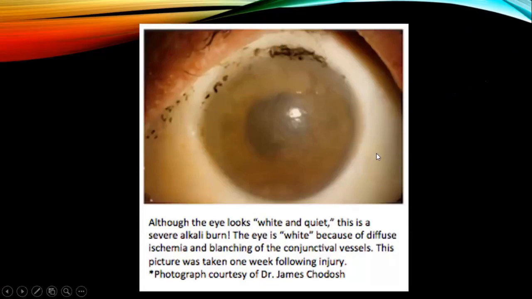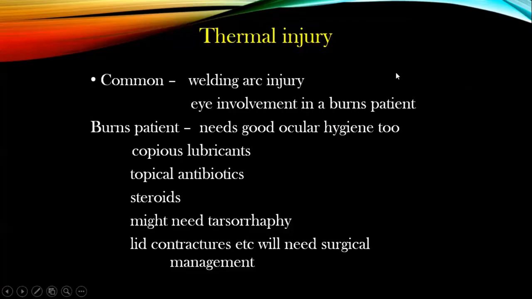This is a patient with a severe alkaline burn. Although the eye looks very white, this is very alarming because the entire conjunctiva and sclera are damaged, necrotic, and the blood supply to the entire anterior segment of the eye is compromised. So ultimately, the patient will end up losing the eye.